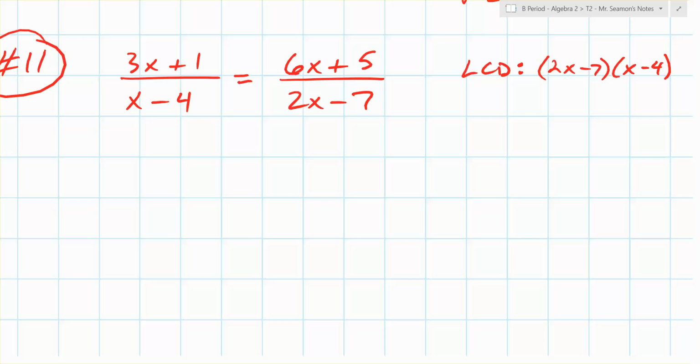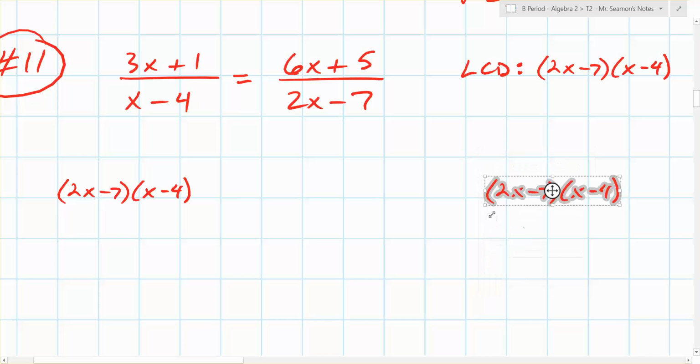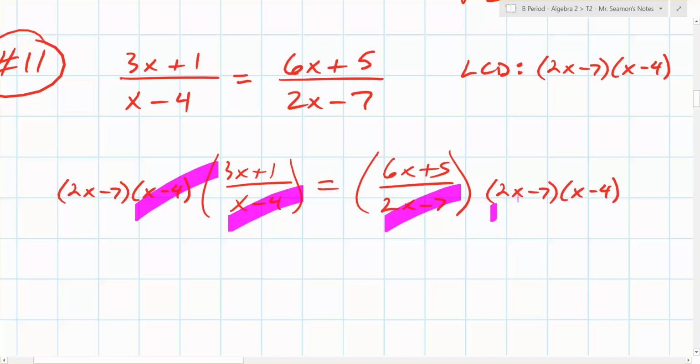So if we do both sides by that, I'll actually just copy it here. We take this, we put it here, and we put it here. And then we have 3x plus 1 over x minus 4 equals 6x plus 5 over 2x minus 7. Hey, what cancels on the left-hand side? x minus 4. What cancels on the right? 2x minus 7. So what are you left with?